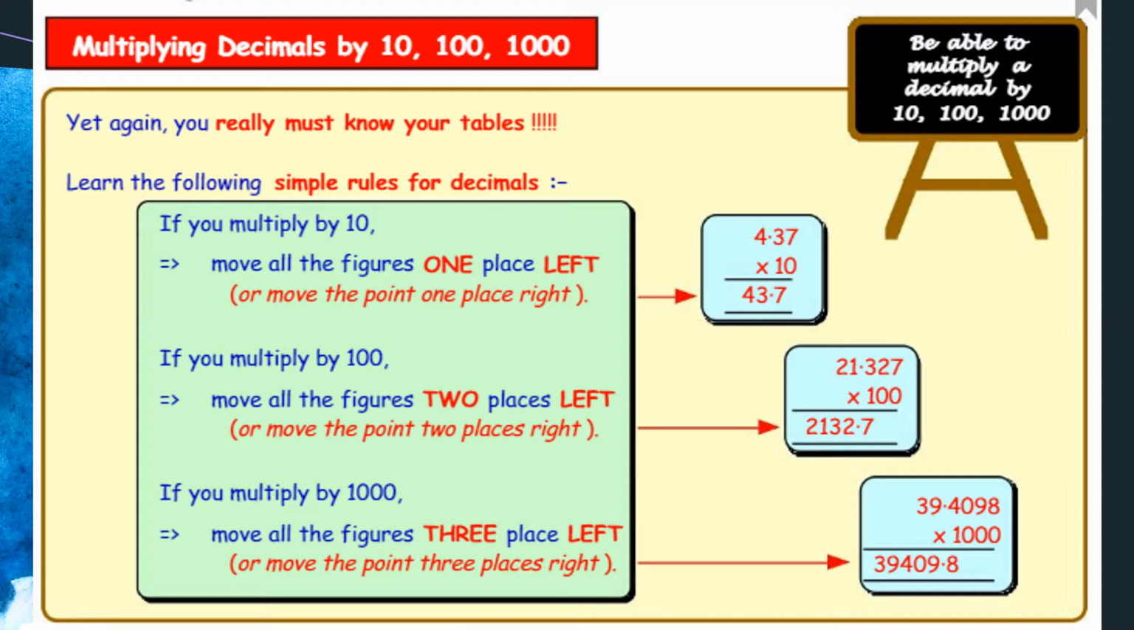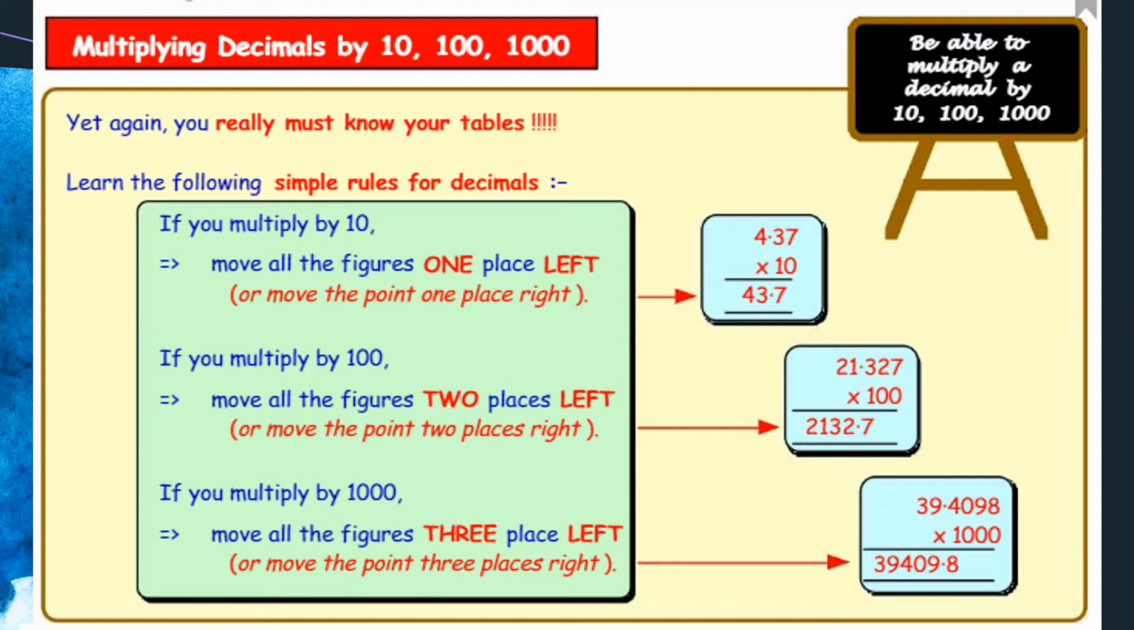Now, it says at the top, you must really know your tables. And I know that most of you are pretty good with your tables. But this is focusing on 10, 100 and 1,000. So if you're not confident with your 7 or 8 or your 9, that is not going to be a huge disadvantage here. This is about 10, 100 and 1,000.